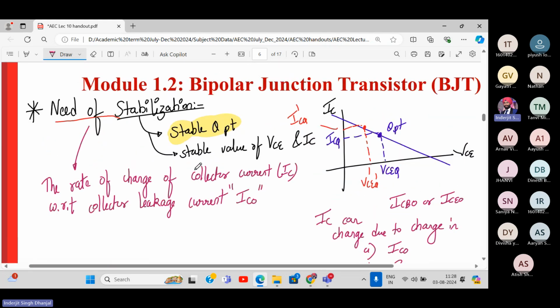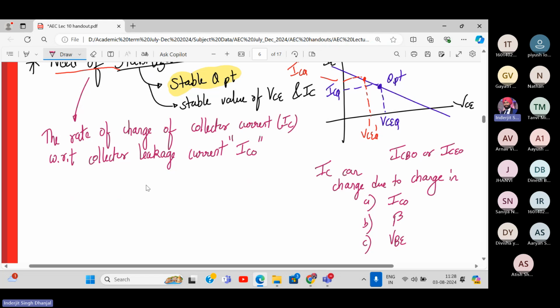So the need of stabilization is the rate of change of collector current with respect to the leakage current. The most influencing factor is the leakage current. Now, when we are studying the stabilization with respect to only leakage current, the other two should remain constant. So how much does the collector current change with respect to the leakage current ICO at constant beta and VBE is called stability factor.